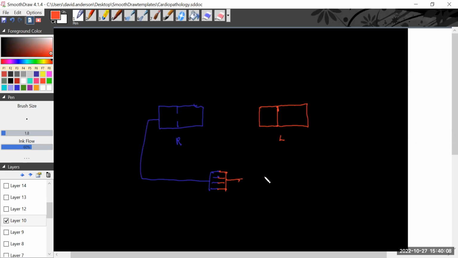Okay, and so what we've drawn in here is the right side of the heart. This is our right atrium. This is our right ventricle. This is our left atrium. This is our left ventricle. So what's in between the two are the lungs.